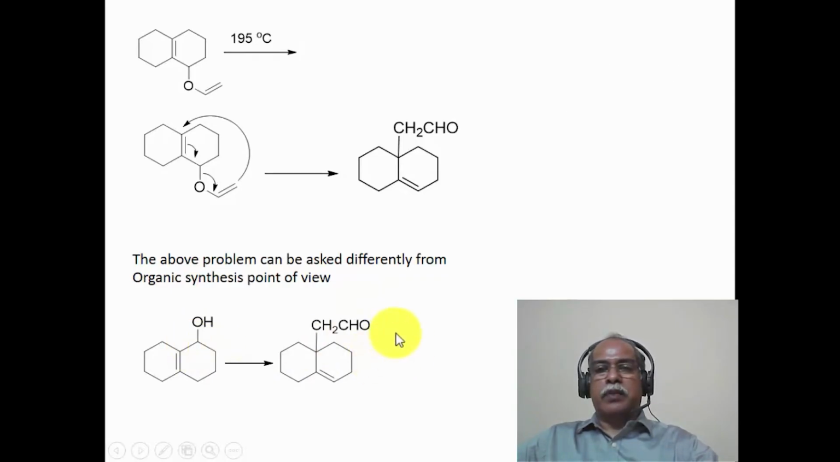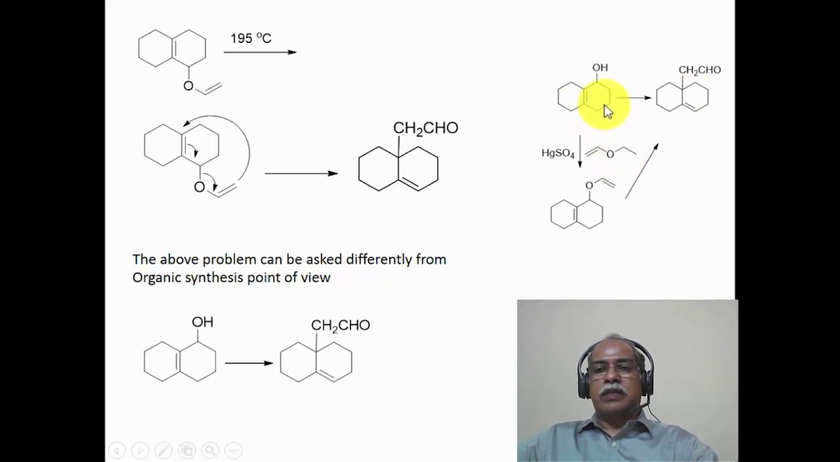So from the retrosynthetic point of view, if you look at how to do this transformation, you first convert the allyl alcohol into an allyl vinyl ether using mercuric sulfate as a catalyst and the vinyl transfer agent, namely the ethyl vinyl ether. So a trans-etherification reaction is carried out. Once the trans-etherification reaction is complete, you heat it strongly to high temperatures, about 195 degrees Celsius. The 3,3 sigmatropic rearrangement will essentially give you this product.